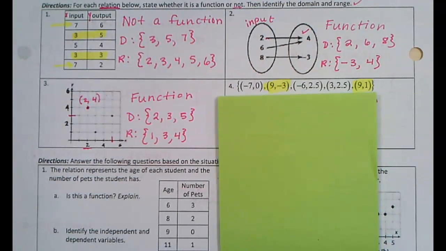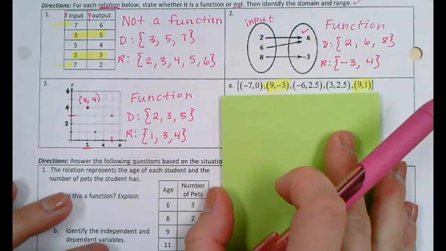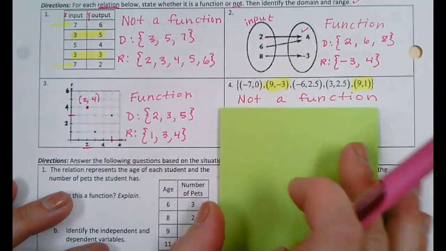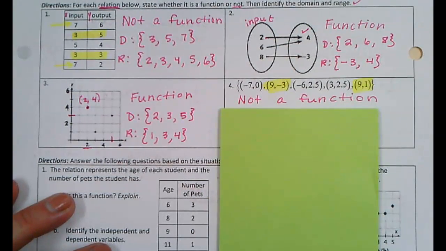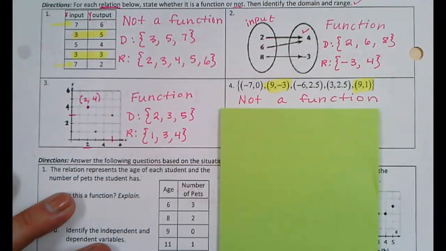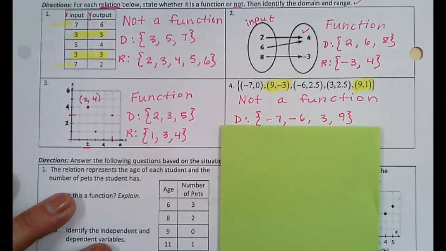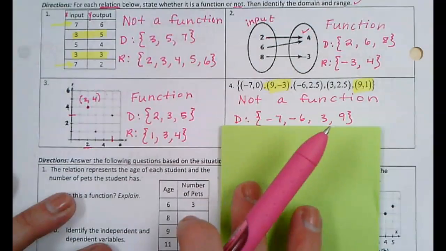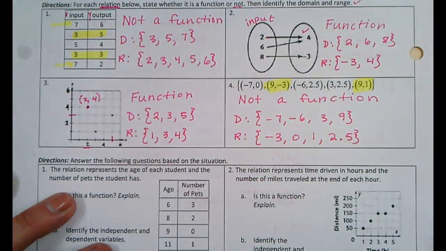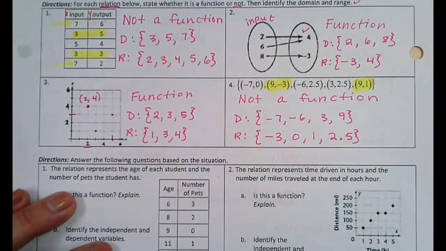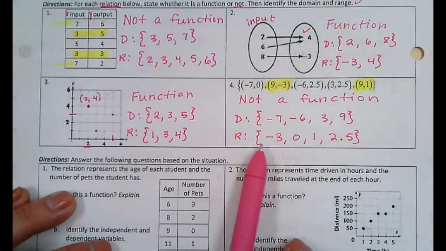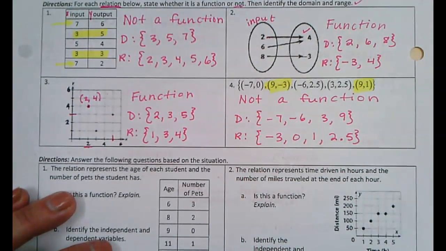Okay, hopefully you had a chance to look at this problem. I highlighted 9, -3, and 9, 1 because those two ordered pairs in the relation make this not a function because 9 cannot map out to two different outputs. You can, however, continue to write the domain and range. So the domain is -7, -6, 3, and 9. And my range is -3, 0, 1, and 2.5. Always list them from least to greatest.